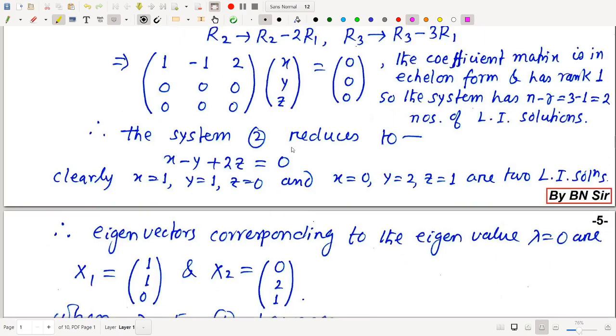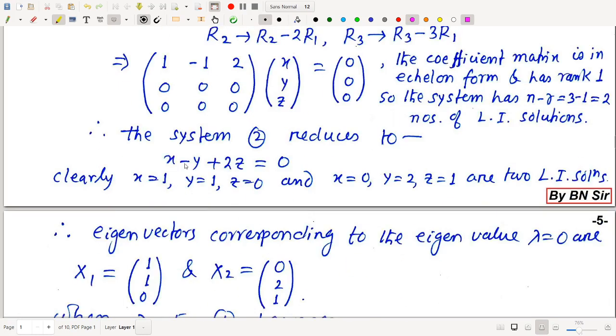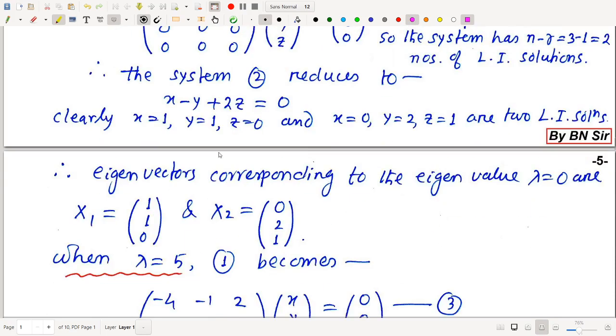We need them. They will be the eigenvectors. Therefore, system 2 reduces to just one equation: x minus y plus 2z equal to 0. One equation, three variables. So we want two linearly independent solutions. Let us take x equal to 1, y equal to 1, z equal to 0 by trial and error method. 1, 1, 0, so this is a non-zero solution. And if I take x 0, y 2, z 1, then also you get another solution. These two solutions are linearly independent, obviously, because this solution is not a scalar multiple of that solution: here x is 0, here x is 1.